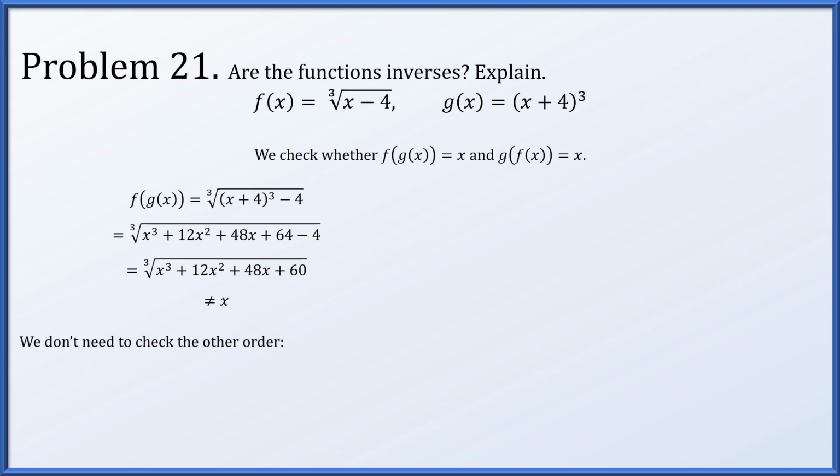So we don't even need to check the other order of composition. These functions are not inverses. One of the orders of composition I checked did not give me the identity function. If you really did want to find the inverse function of f of x, it would not be g of x, x plus 4 cubed. It would simply be x cubed plus 4.